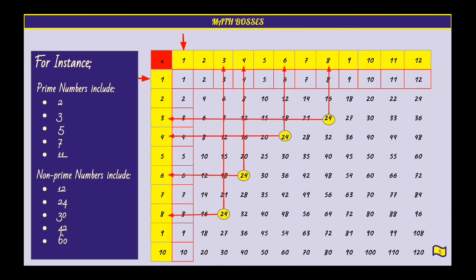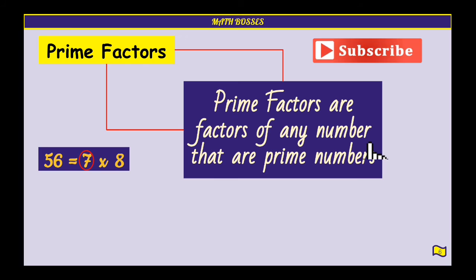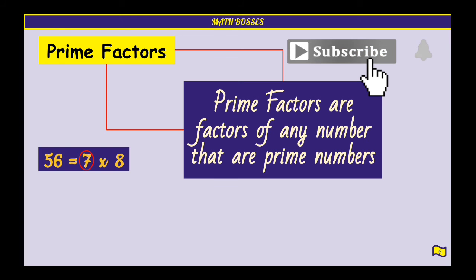Now that we understand all these, we can now note what prime factors are. Prime factors are factors of any number that are prime numbers. I'm quickly going to use 56 to illustrate this. 56 can be written as a product of 7 and 8. 7 is a prime number and 8 is not a prime number. This makes 7 a prime factor of 56, while 8 is a factor of 56 but not a prime factor.